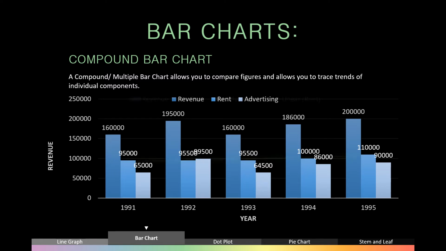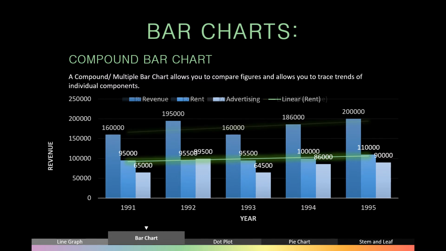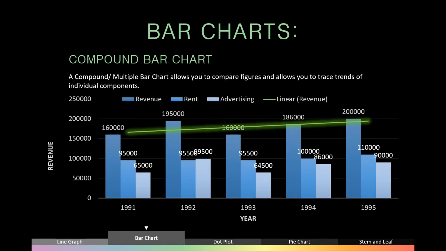So for example, if we just focus on rent, we can clearly see that there is a slight increasing trend occurring across the 5 years. And if we look at revenue, we can see that, again, there is fluctuation. However, there is an increase from 1991 to 1995.